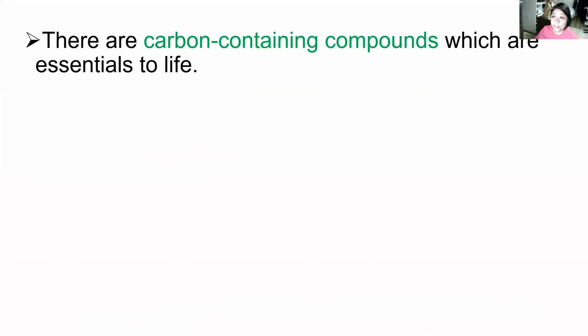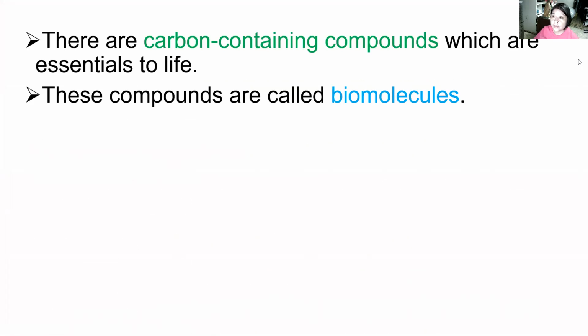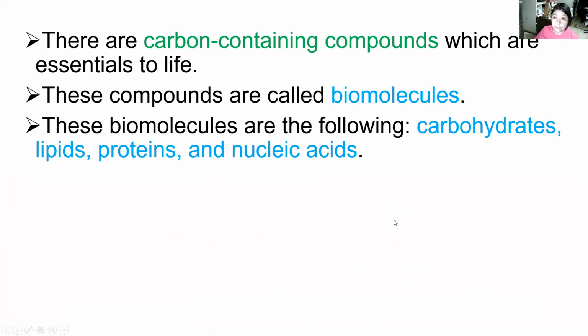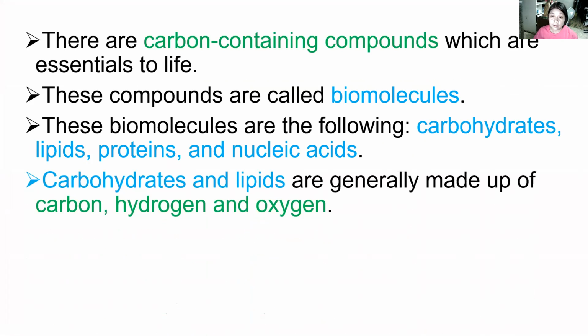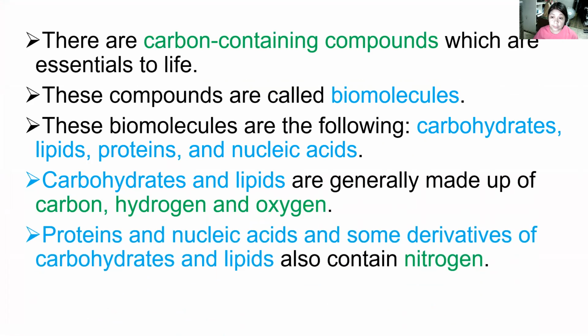There are carbon-containing compounds which are essential to life. These compounds are called biomolecules. These biomolecules are the following: carbohydrates, lipids, proteins, and nucleic acids. Carbohydrates and lipids are generally made up of carbon, hydrogen, and oxygen. Proteins and nucleic acids and some derivatives of carbohydrates and lipids also contain nitrogen.